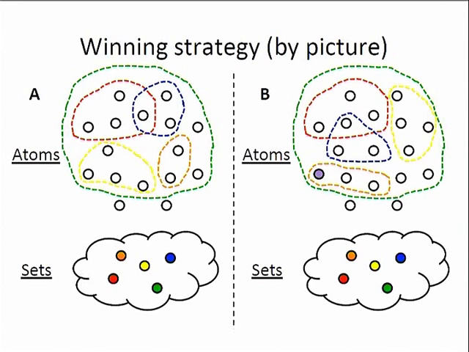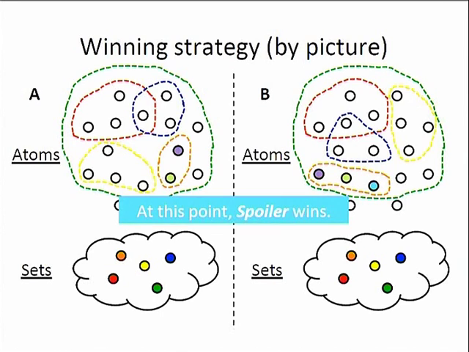And now spoiler will start playing in the atom sort. And okay, so at this point in the game so far, we have this partial isomorphism. But then in the next round, spoiler can win by playing this blue point. And then duplicator has no reply. So, I hope this illustrates the general principle behind the winning strategy.